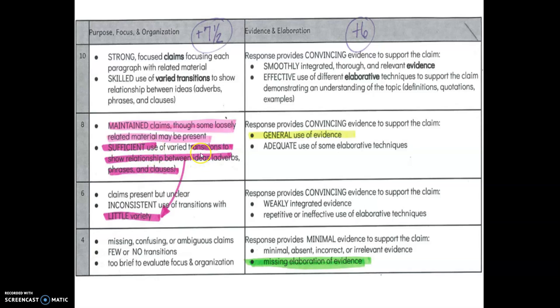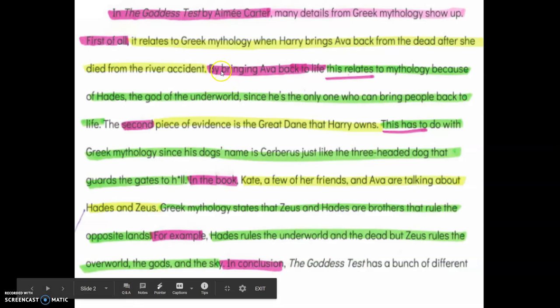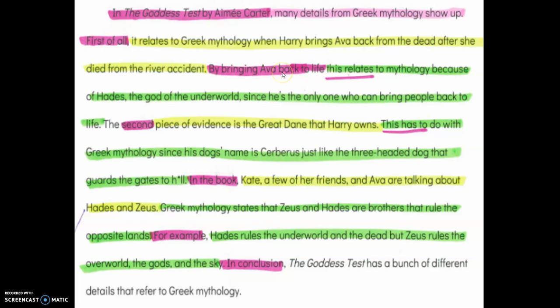Sufficient use of transitions means that you had them introducing each piece of evidence, but there wasn't much variety when it came to using them. A lot of people said in the book, in the story, in the book, in the story, or first, next, then, finally. What we're looking for is a little bit of variety in length, so you can see this one has 1, 2, 3, 4, 5, 6 words as part of the transition. There was only one transition here that had one word in it.